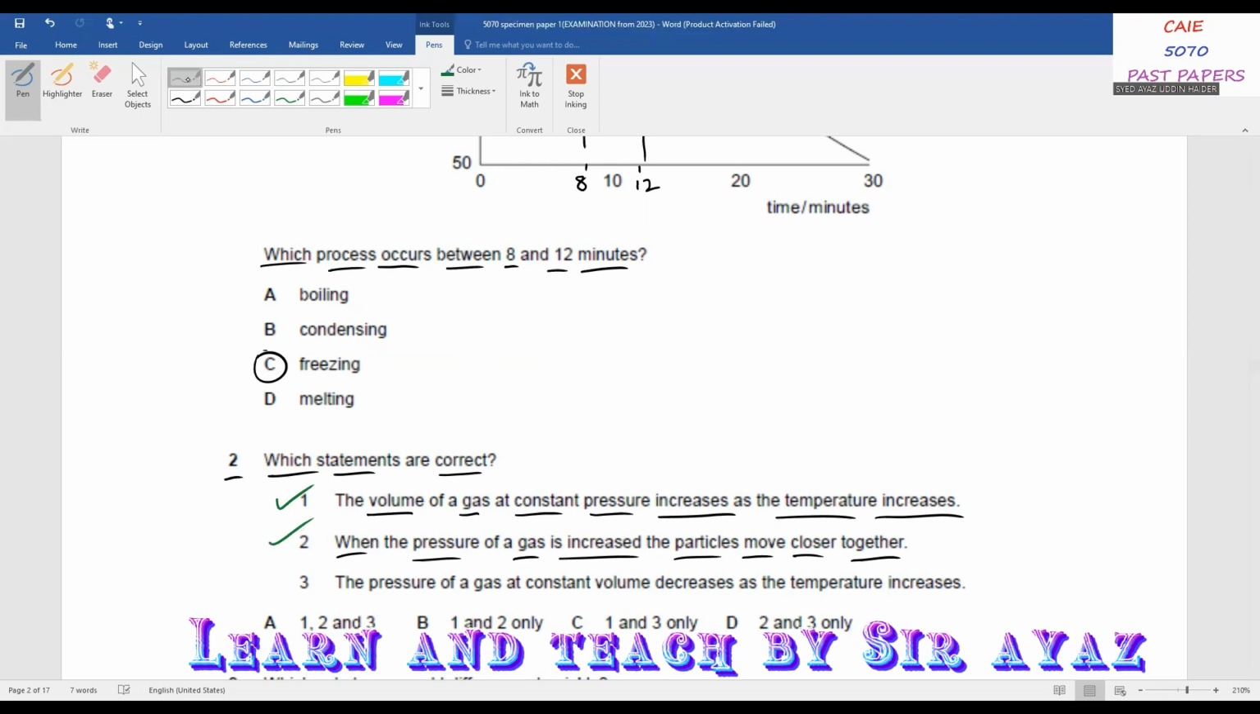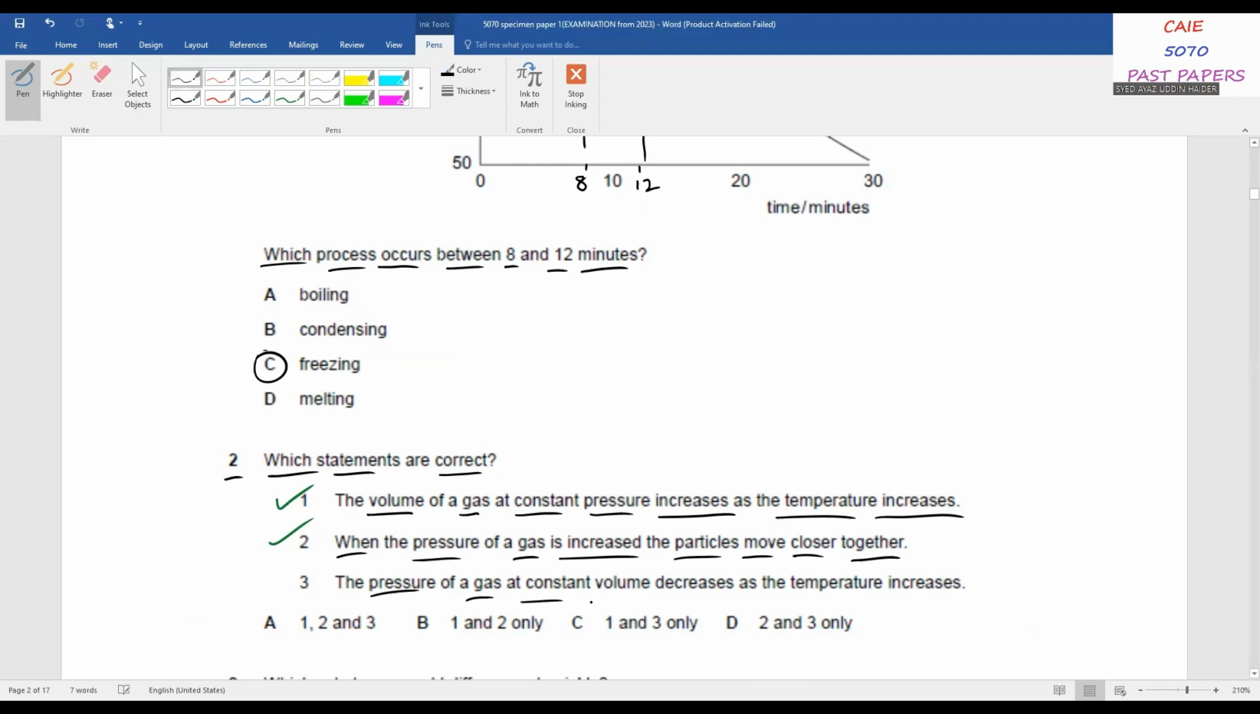Statement number 3. The pressure of a gas at constant volume decreases as the temperature increases. Whenever you increase the temperature, the pressure of a gas at constant volume will not decrease. Gas will exert more pressure at high temperature. So this is an incorrect statement. So we have only 2 statements which are correct, 1 and 2. So B will be the right answer for this question.